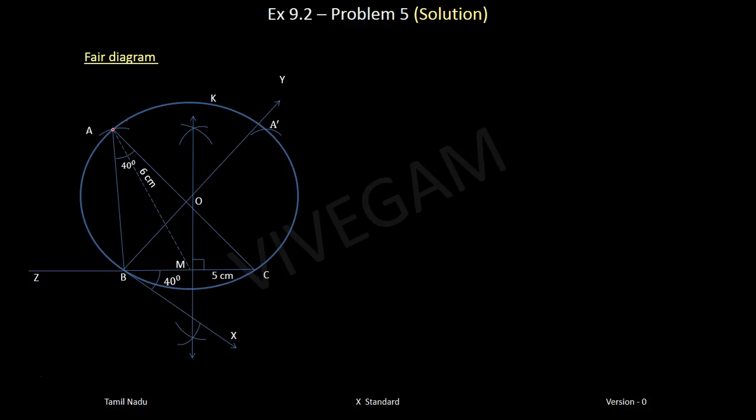How will you draw a perpendicular line? With A as a center and a suitable radius, draw arcs cutting the line CZ at two points. Then with these two points as centers, draw two more arcs cutting each other, with a radius more than half this length. So let's say this length is 4 cm. Half of it is 2, so you can take a 3 cm radius.